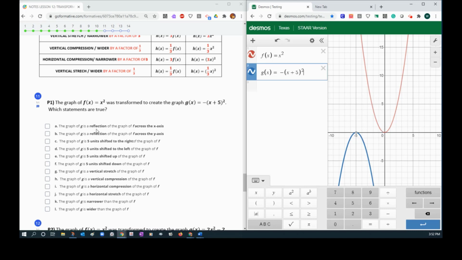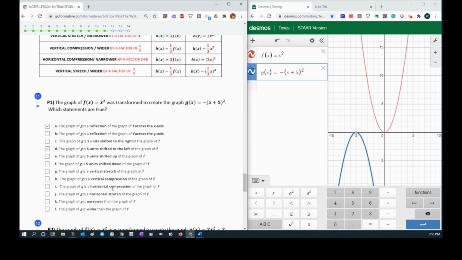So right there, did we have a reflection? Yes, we did. And was it over the x-axis or the y-axis? Well, it was over the x-axis. So right there, we can cross that out. Shifts: did we shift vertically or horizontally? If you notice right there, there's your vertex, and the vertex didn't go up or down. It stayed right there in the same line. So there's no vertical shift, but the vertex did shift to the left. So that means there was a horizontal shift to the left, 5 units. We didn't go up nor down.